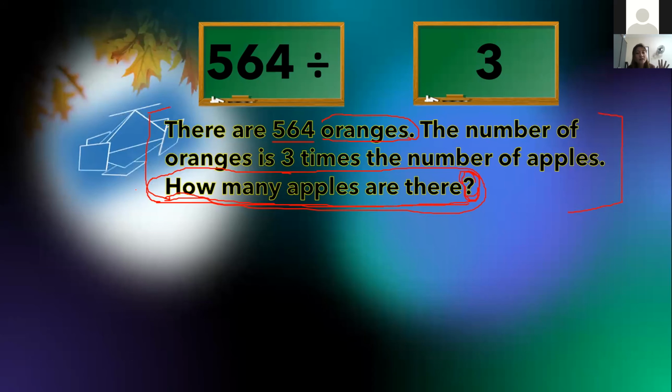Okay, so look at here in the sentence. There are 564 oranges. So this is the first sentence. The second sentence is the number of oranges is 3 times the number of apples. So this is 2. The first sentence is there are 564 oranges. The second sentence is the number of oranges is 3 times the number of apples.